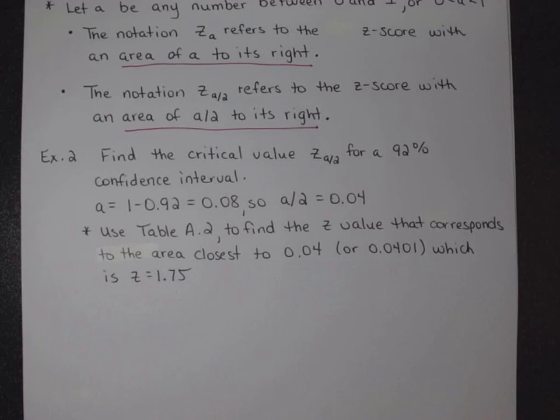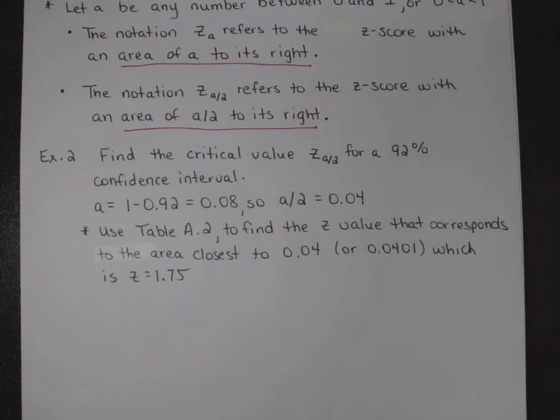Okay, so using table A.2, we can actually find any critical value, whereas A.3 just lists some really common critical values for certain confidence intervals. So if you find your confidence interval is not on A.3, then you have to look at A.2 instead.